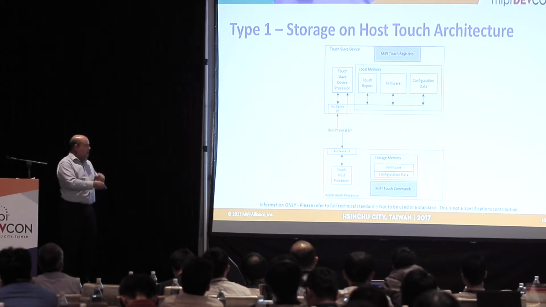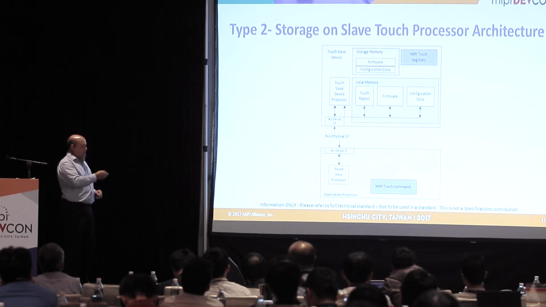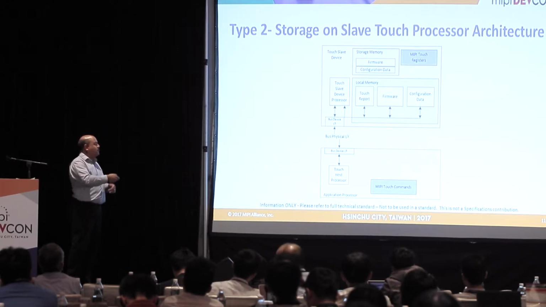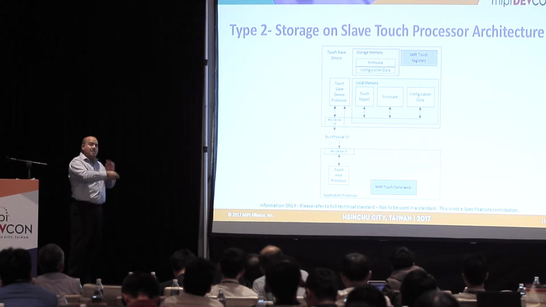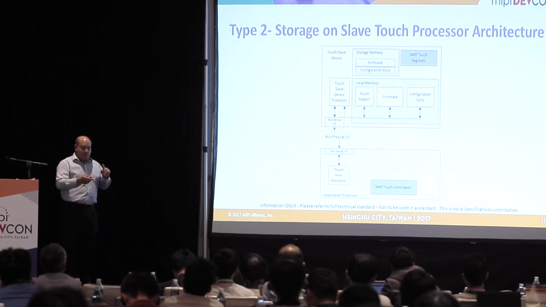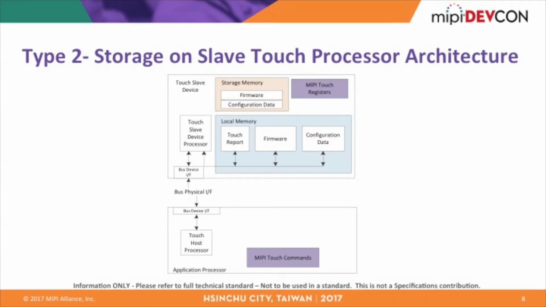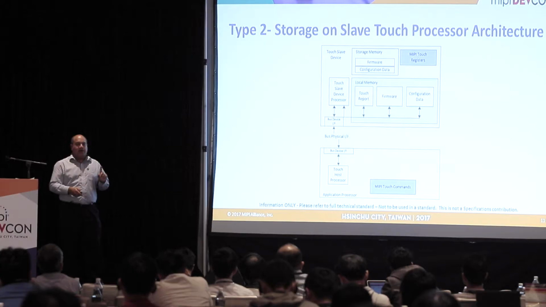That's architecture number 1. Architecture number 2 is a different architecture where you have a sophisticated application. You have all of the touch processing done on the slave itself. The difference between these 2 architectures is the amount of information transferred on the bus. But the good news is the MIPI touch command set will handle both use cases with a unified touch command.